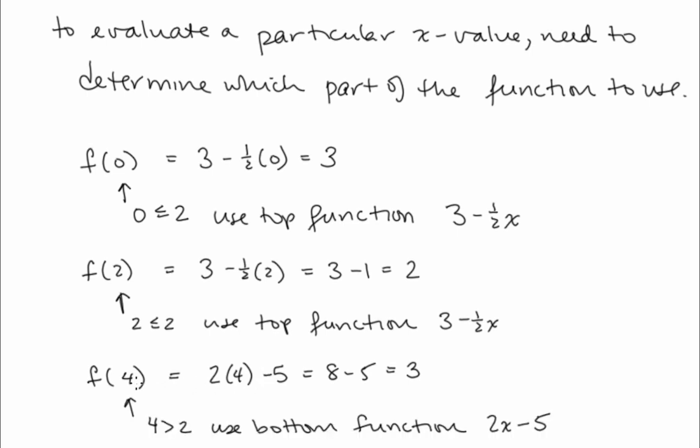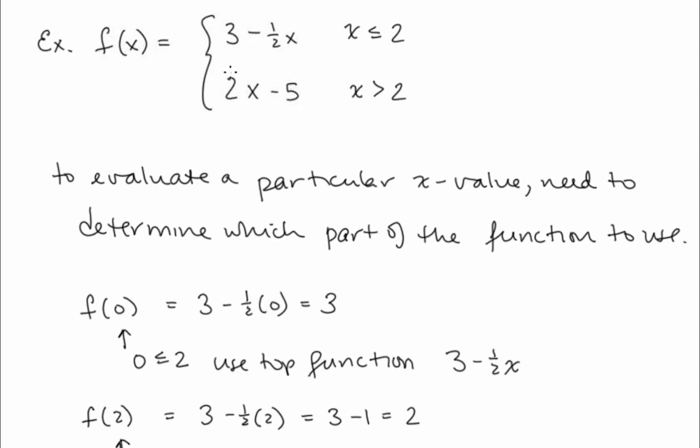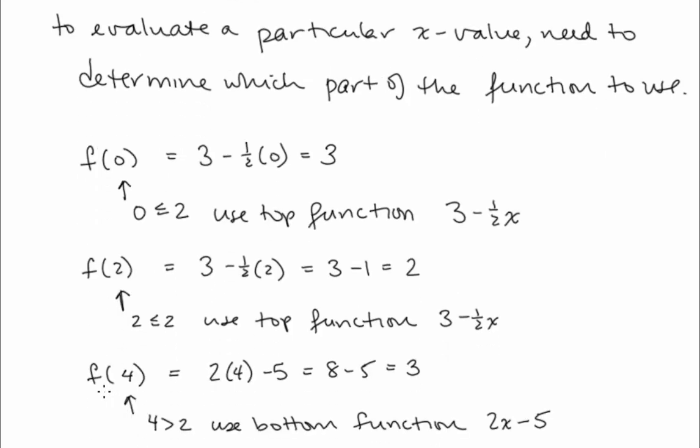Now for f of 4, 4 is bigger than 2. 4 fits into this set of x values. Therefore, we're going to use 2x minus 5 as the function for f of 4. So f of 4 is equal to 2 times 4 minus 5. That's 8 minus 5, and that's equal to 3.